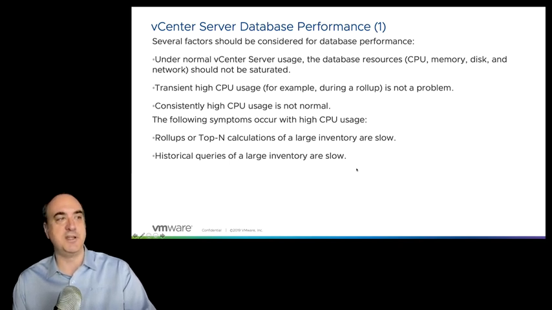Totally normal activity, right? Under normal vCenter usage, the database resources such as CPU, memory, disk, and networking should not be saturated. The entire vCenter server should not be saturated. If it is, it's time to add more resources. Consistently high CPU is not normal. The following symptoms occur with high CPU usage: rollups or top-end calculations. Again, this is more of a transient thing, and historical queries of large inventory might be so. That could also be an indicator of an issue.